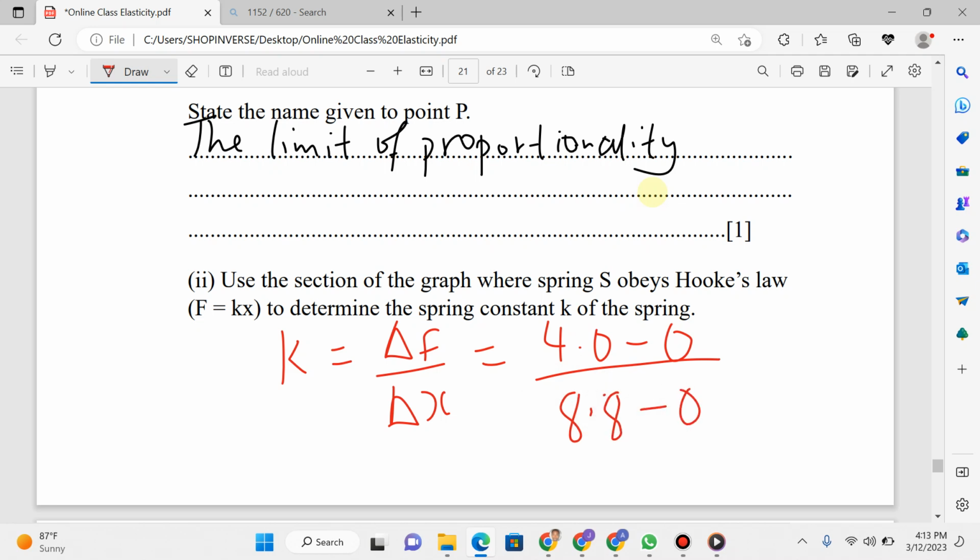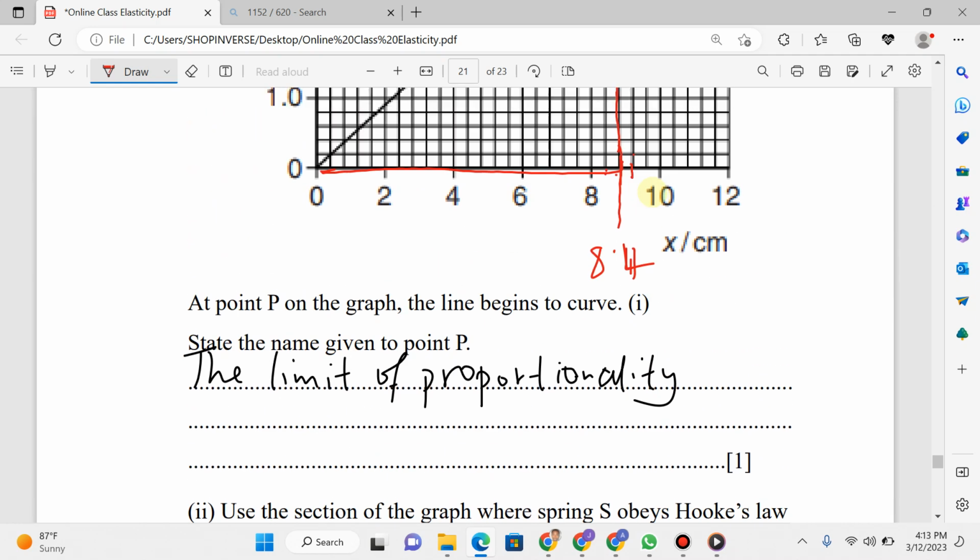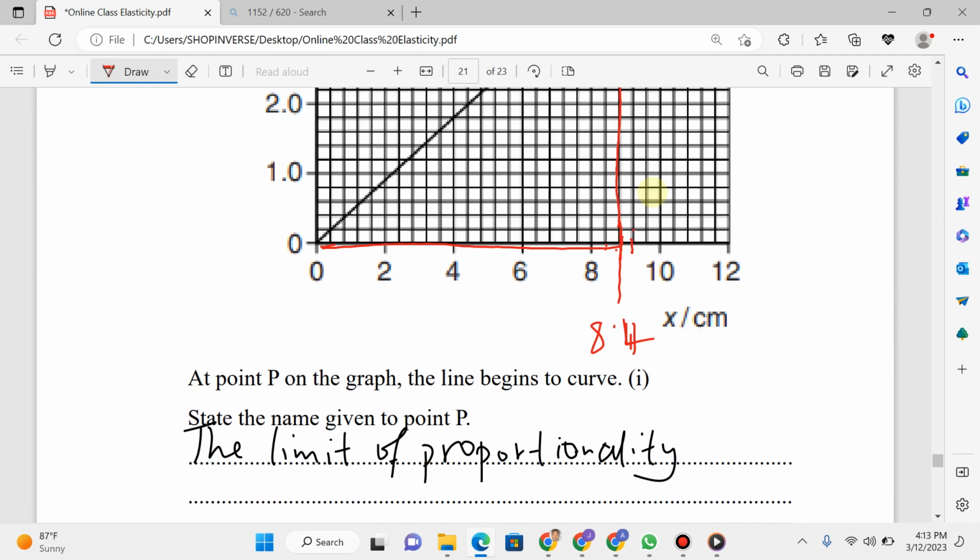8.8, right? 8.8 minus 0. Let me see. Oh, come on, this is a mistake. This is not 8.4. This is 8.8. There are two divisions. This will be 8.8. Yeah, this division here is 8.8.